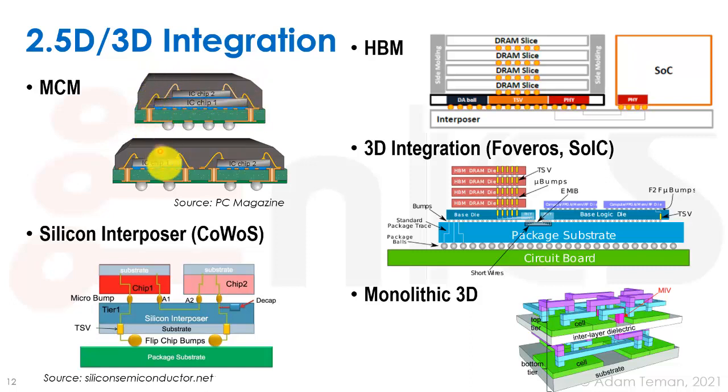So MCM has been around for a long time. You can also use a little mini board inside the chip, put two chips next to each other, but in any case, we're going to have real short wire bonds and so forth. That's the multi-chip module. Okay, the next level of that is what we would call silicon interposers, and one of the products TSMC provides for doing this is called CoWoS.